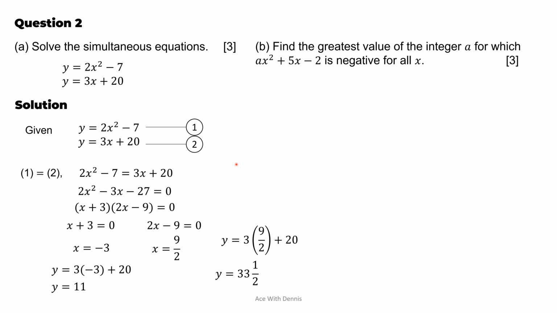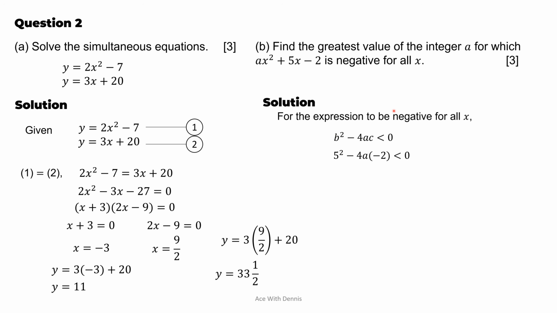Next, B. Find the greatest value of the integer a for which ax squared plus 5x minus 2 is negative for all x. 3 marks. Alright, so firstly, study this question. We are given this quadratic expression and they tell us that this whole thing is negative for all values of x. So for the expression to be negative for all x, we know that b squared minus 4ac must be less than 0. This is the discriminant, right?